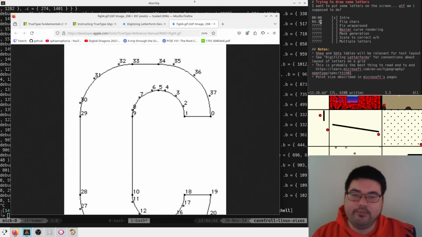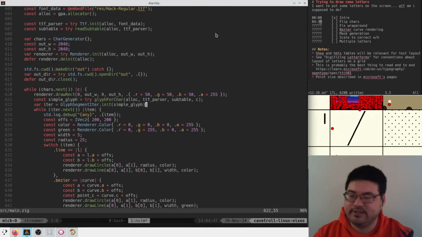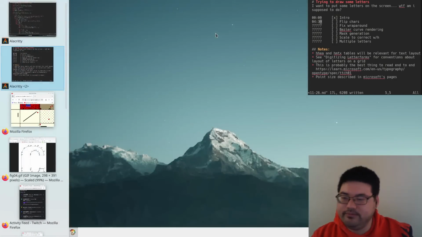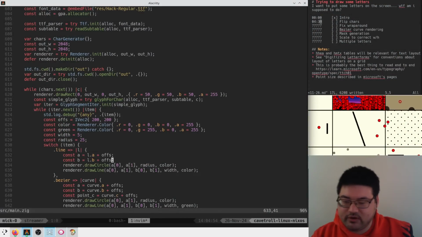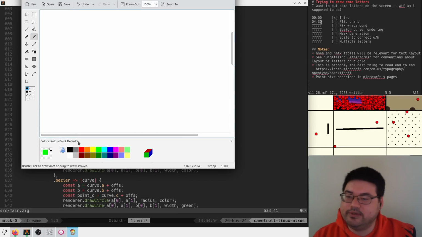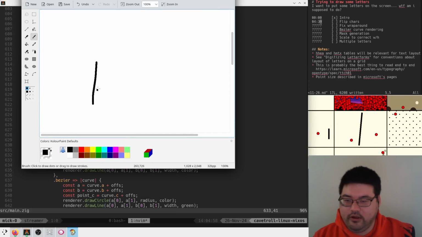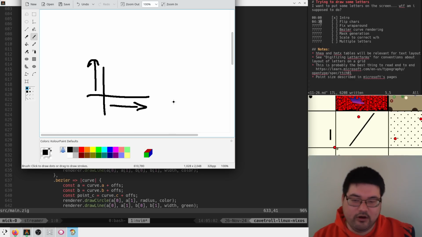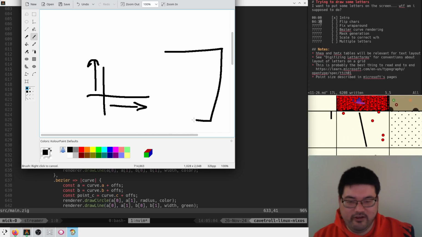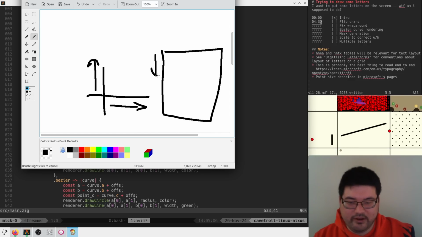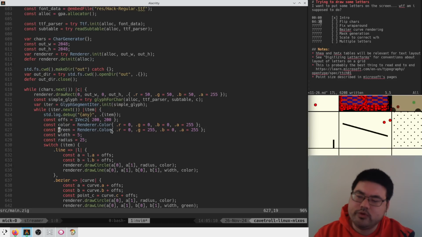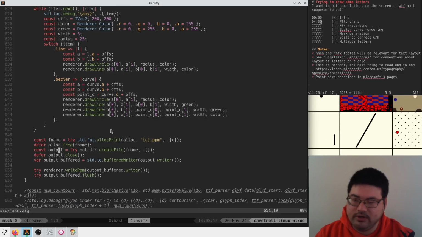To flip them, it should be as simple as inverting Y everywhere, because their coordinate system is kind of hand wavy. X goes this way, Y goes this way, and our image space has Y going this way, X going this way. So you just have to flip Y, which should be pretty straightforward. We just have to go everywhere where we use these things.